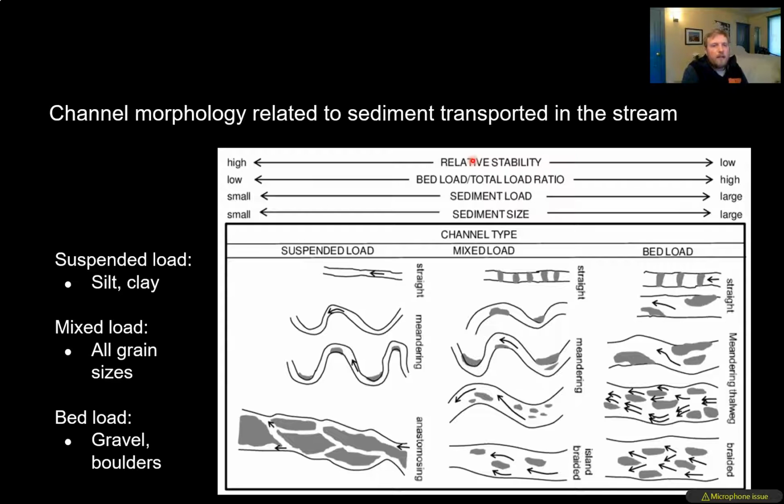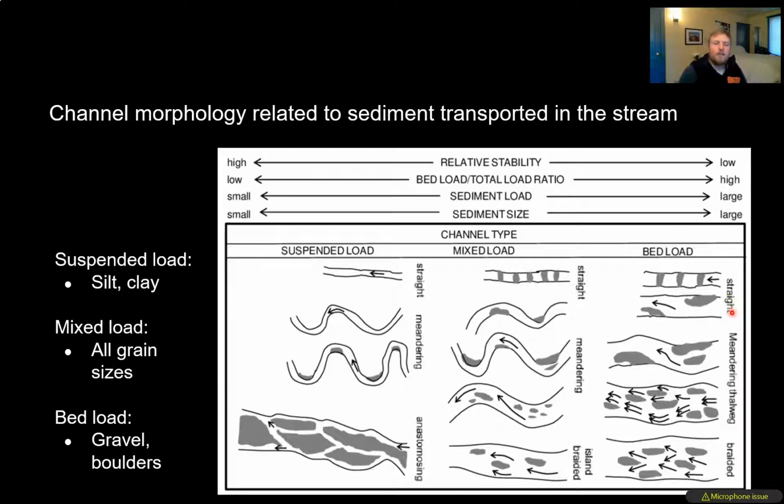Okay, and again, the bed load to total load ratio, right? So this is kind of showing what this diagram is, the suspended versus bed load. A low bed load to total load ratio means it's mostly suspended load versus mostly bed load. And the sediment load and size is much higher in a bed load dominated river system.